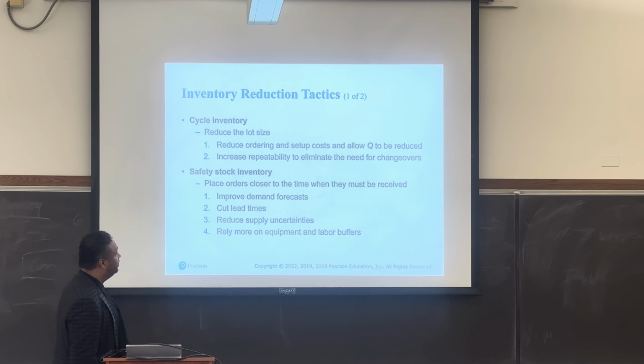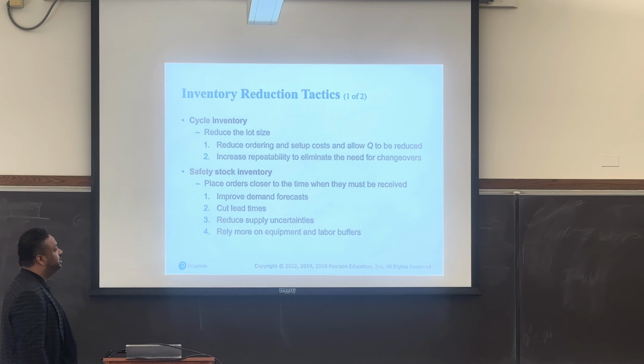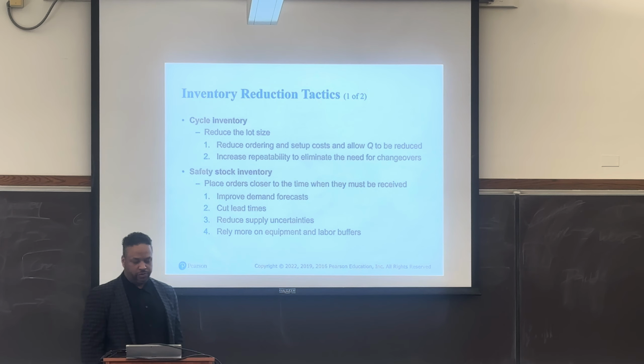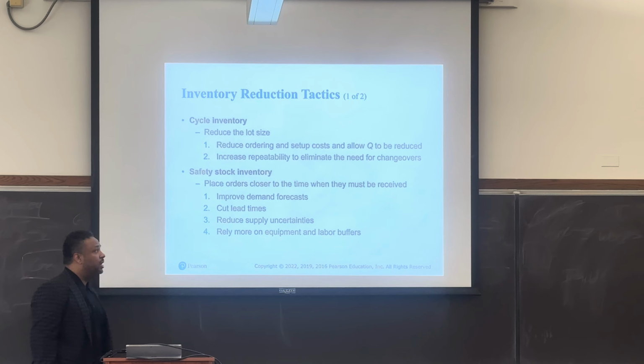And with safety stock inventory, we place orders closer to the time when they must be received. This improves demand forecasts, cuts lead times, reduces supply uncertainties, and relies more on equipment and labor buffers. So with safety stock, it has to be closer to when you're actually going to have some sort of demand for that item.